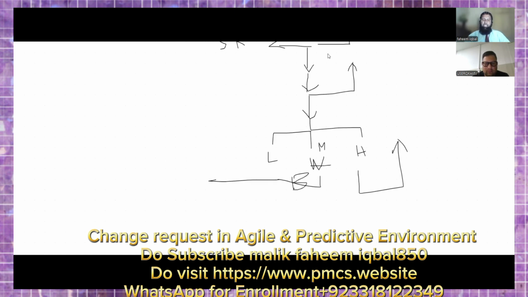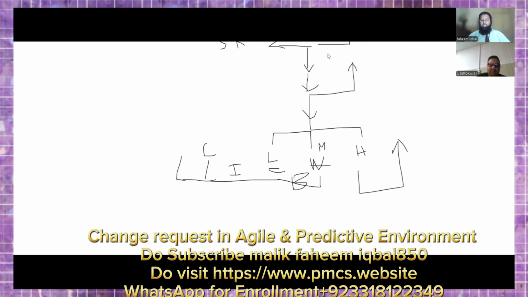and implemented. And after implementing, they will again communicate the change request. And after that, they will rebalance the baseline and the project management plan. Rebalance the baseline and rebalance the project management plan.